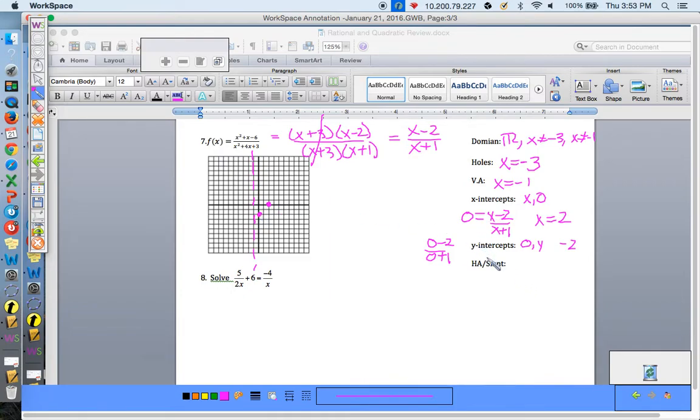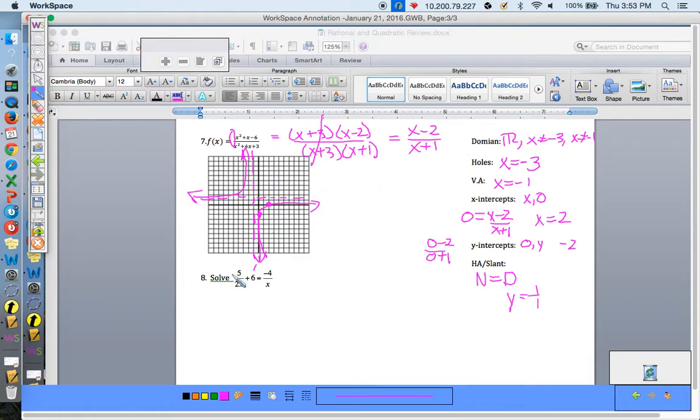Horizontal, we look at the degree, and our numerator degree equals the denominator degree. So it's at those coefficients, so 1 over 1. Well, we can tell that this curve will be right here, this part of the graph, and so our other one must be up here.